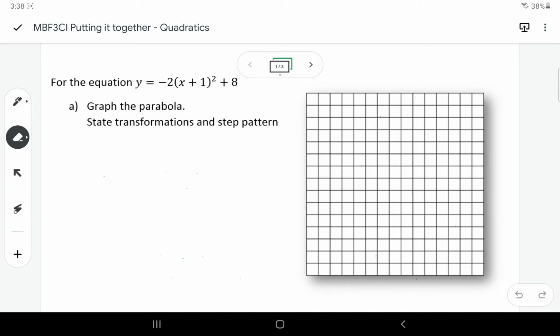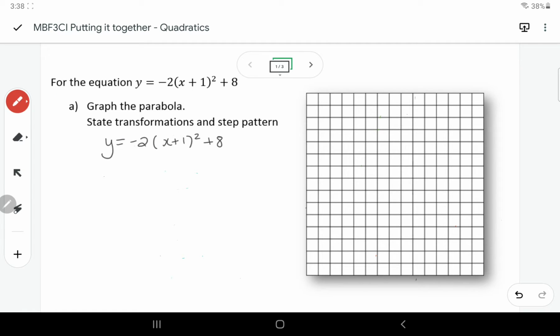Hi folks, we're going to do a quick video looking at the example here that runs through all three of the forms of a quadratic equation. The first one is what we talked about with vertex form: -2 times (x plus 1) all squared plus 8.